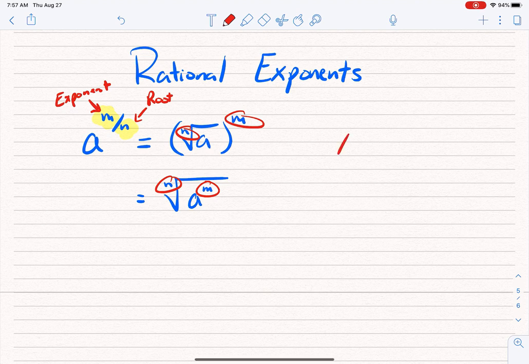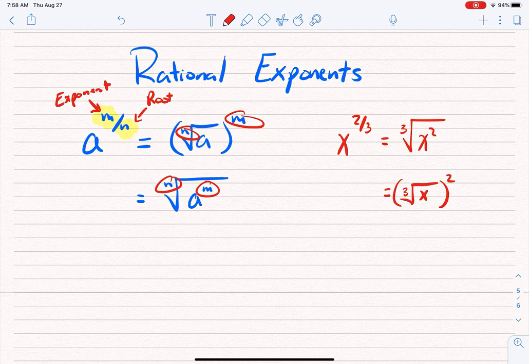If I say I had x to the 2/3, I got to remember that that top, the 2, is like an exponent, and the 3, the denominator, is like a root. So this is the same thing as the cube root of x squared. Or you could write it as the cube root of x, whole thing squared. It doesn't matter. It's literally the same thing. Okay? So the top is the exponent, and the bottom is the root.